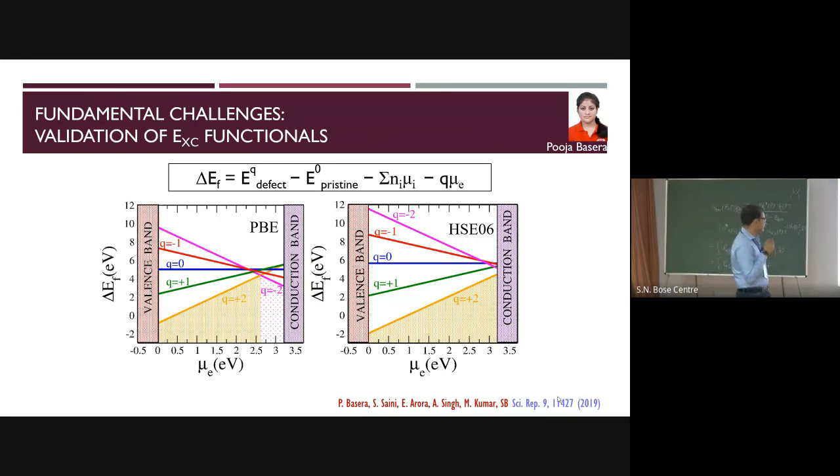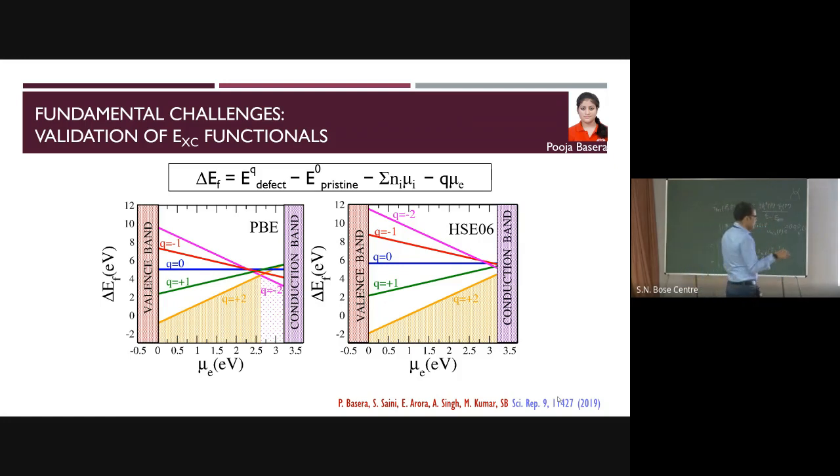Now what I did is the following. We calculated the defect charging energy, or defect formation energy. So the total energy of the defect at a charged state, then the total energy of the pristine system at a neutral state, the chemical potential of the defects, and the chemical potential of the electron, which is typically the Fermi energy. We are varying this chemical potential of the electron from the valence band top to the conduction band bottom, and we can see how the defect is getting stabilized.